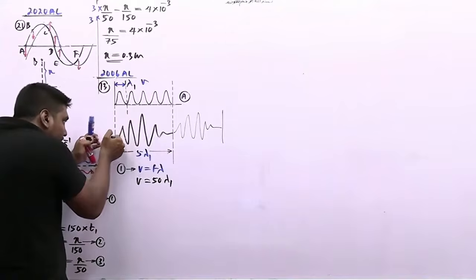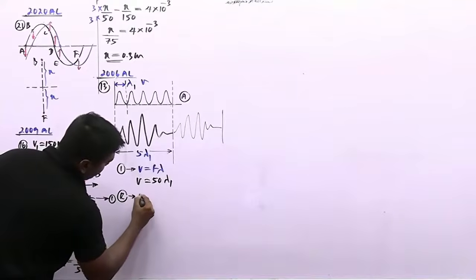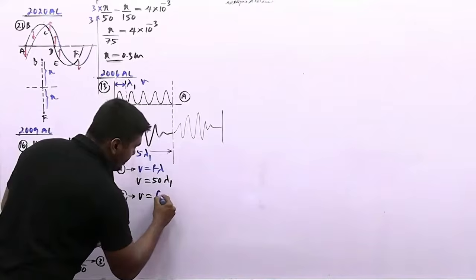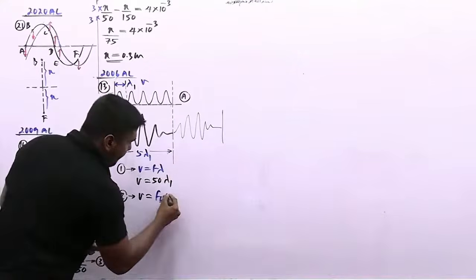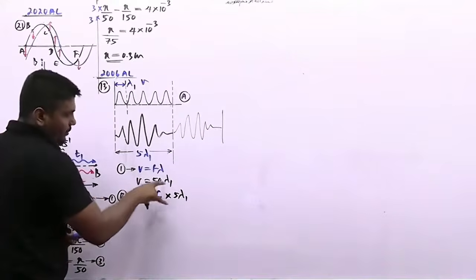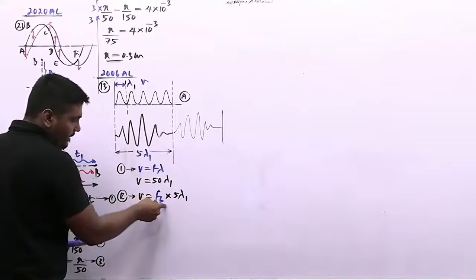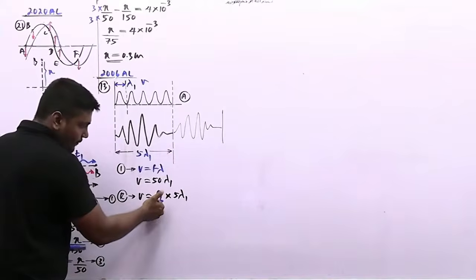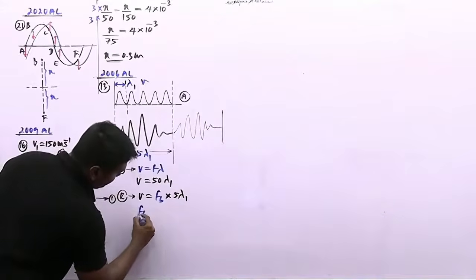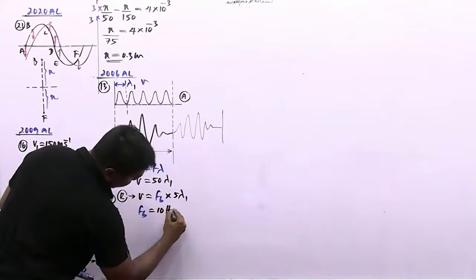For the resultant sound wave, the speed is V, the frequency is the beat frequency FB, and the wavelength is 5 lambda 1. When you equate them, V equals something: 50 lambda 1 equals FB into 5 lambda 1. Then FB is exactly 10 hertz. The beat frequency is 10 hertz.